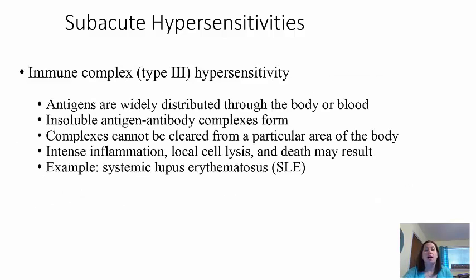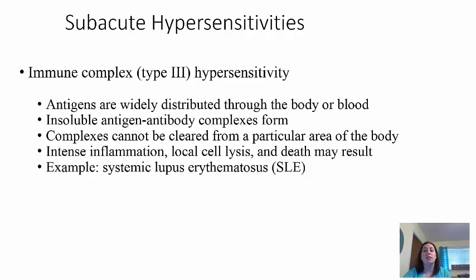Now, type 3 is also a subacute hypersensitivity, but it is called an immune complex hypersensitivity. This is when antigens are widely distributed throughout your body and your blood, which is normal. However, they become insoluble by attaching to something. They create an antigen-antibody complex that builds up, and then these complexes can't be cleared from a certain area of your body. So they start to build up, and they can block that area or that organ. This can cause intense inflammation due to damage.